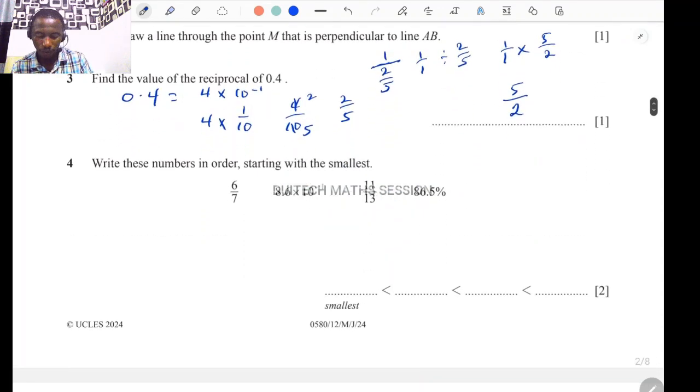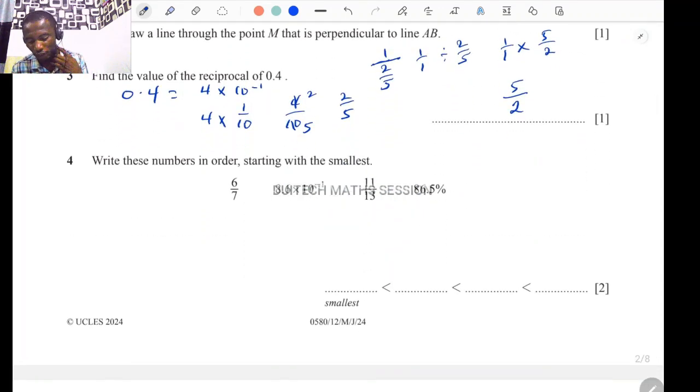The next question says write these numbers in order starting with the smallest. So what they want you to do here is to arrange these numbers from the smallest. It will be difficult to predict from here until we divide. So what we're going to do is divide each of the numbers and see what we get. 6 divided by 7 will give us 0.857. For this one, it is already given to us. So we have 1 leading 0, that means we have 0.86 because it has 1 leading 0.